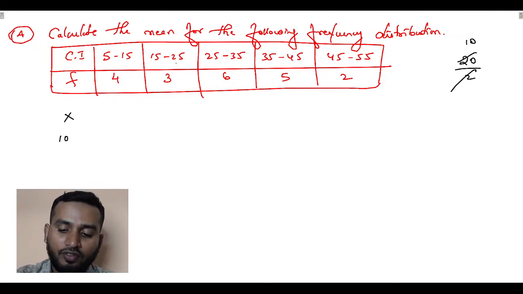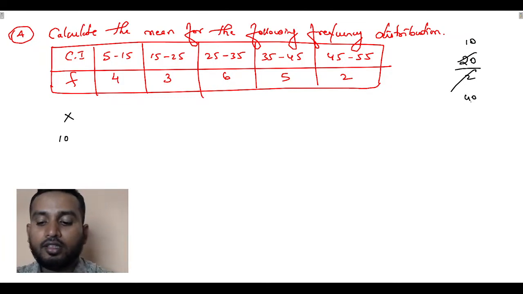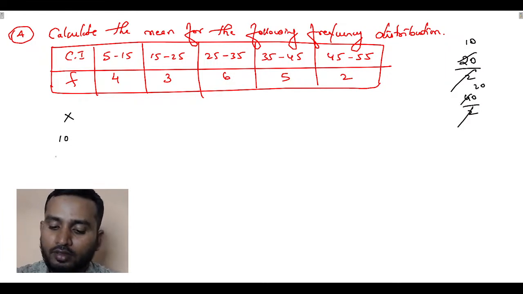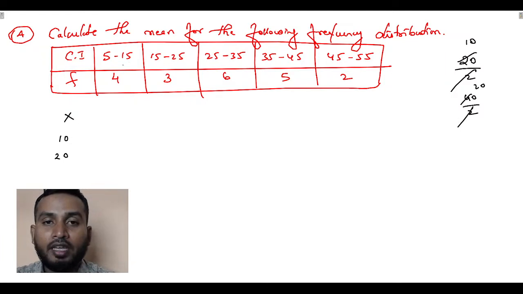Similarly, 15 plus 25, how much? 40, isn't it? Divide by 2, how much? 20. Just find 2 values. Now, how many intervals are there? 1, 2, 3, 4, 5.